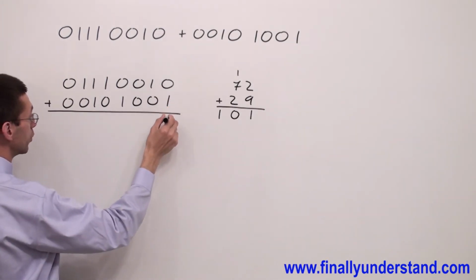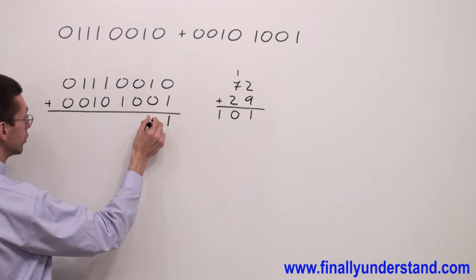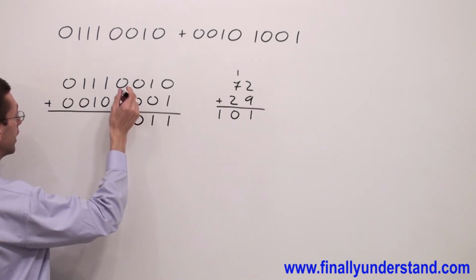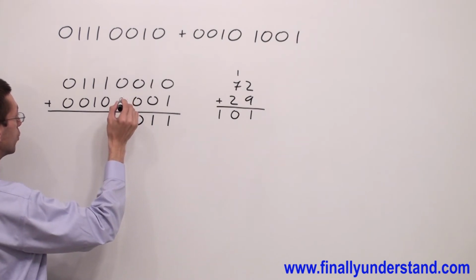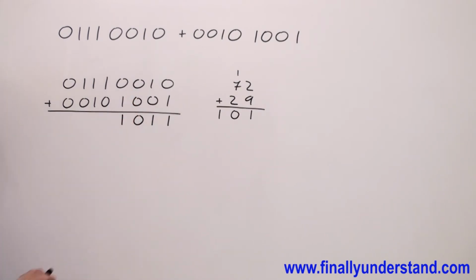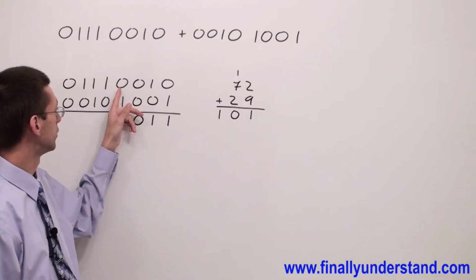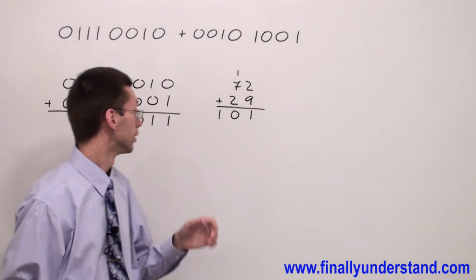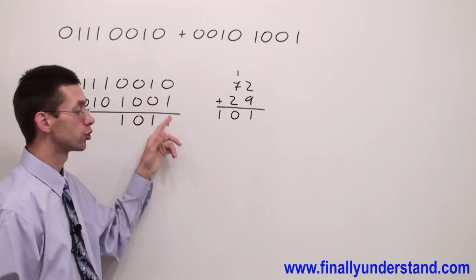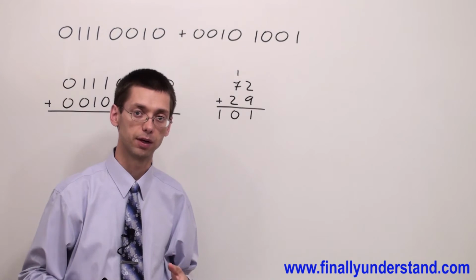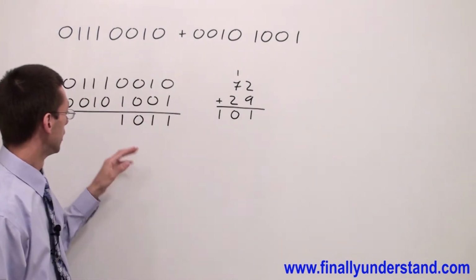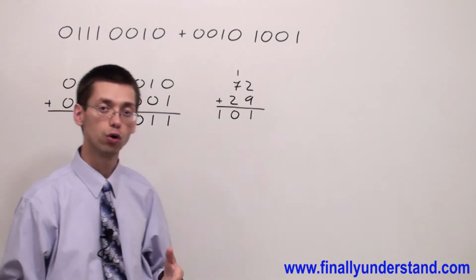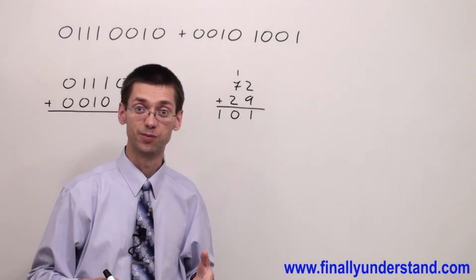We have 0 plus 1 is 1. 1 plus 0 is 1. 0 plus 0 is 0. And I have 0 plus 1 is equal to 1. Please notice that these 4 bits represent the decimal digit. These 4 bits also represent the decimal digit. So my answer, these 4 bits, are supposed to also represent the decimal digit.